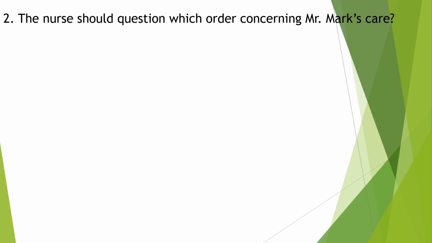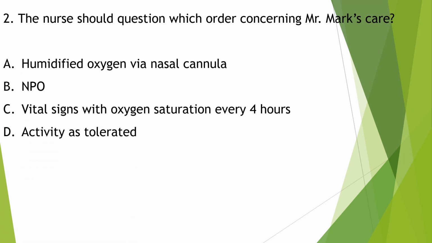The nurse should question which order concerning Mr. Mark's care: humidified oxygen via nasal cannula, NPO, vital signs with oxygen saturation every 4 hours, activity as tolerated. Here, of course, the patient needs humidified oxygen with nasal cannula because the oxygen saturation was going down. The vital signs need to be checked 4 hourly and the patient must be doing activity as tolerated.